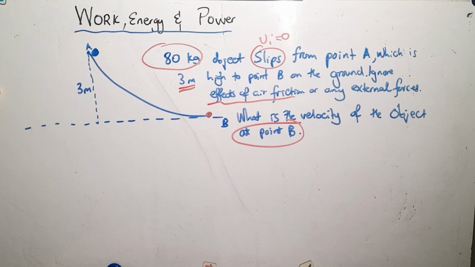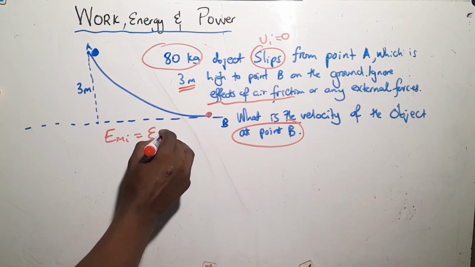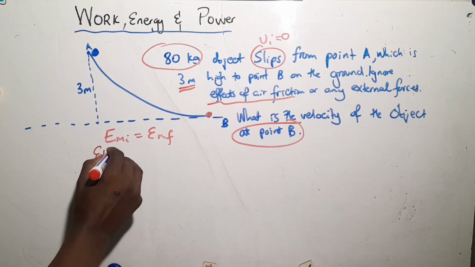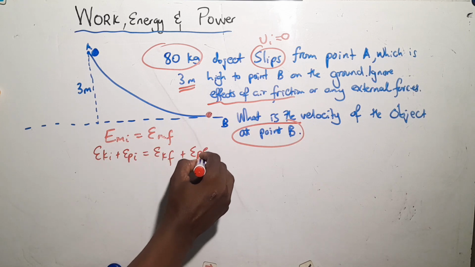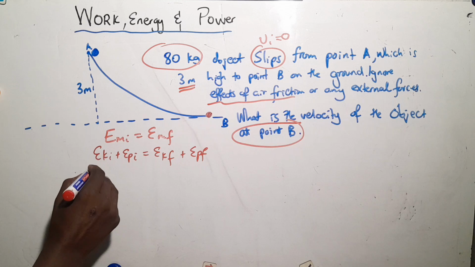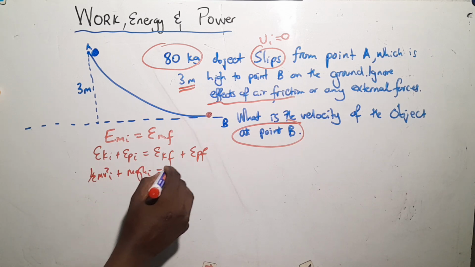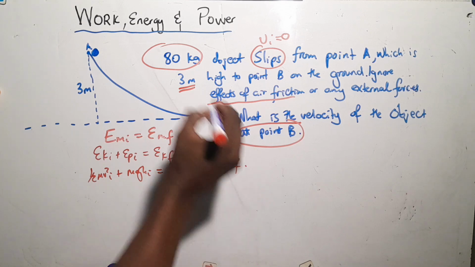Since we know that this is an isolated system, it only means that our mechanical energy is conserved. So this means that our EM initial is equal to our EM final. The mechanical energy is conserved there. So we can expand this formula to say EK initial plus EP initial is equal to EK final plus EP final. And you can expand further again. So this is half mv squared initial plus mgh initial is equal to half mv squared final plus mgh final.